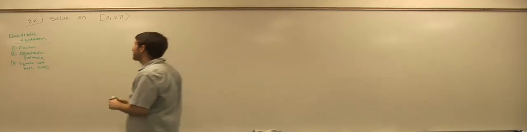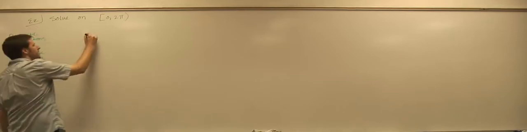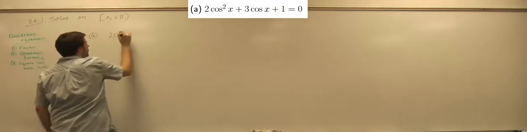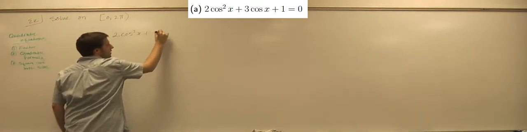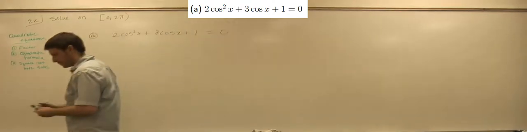So quickly, let's do part A here, solve on 0 to 2 pi: 2 cos squared x plus 3 cos x plus 1 equals 0.